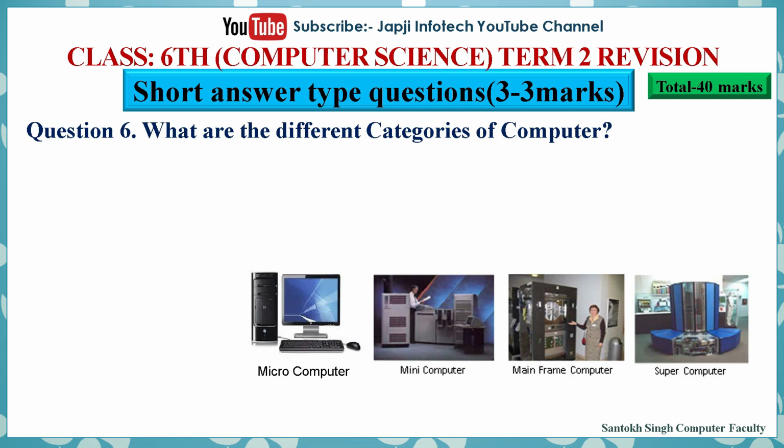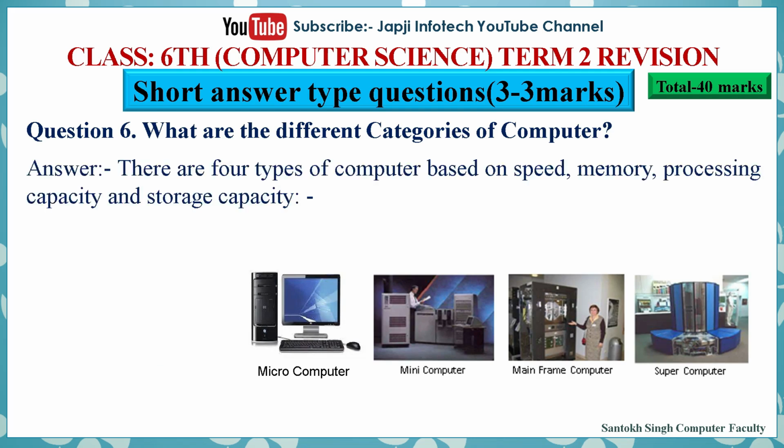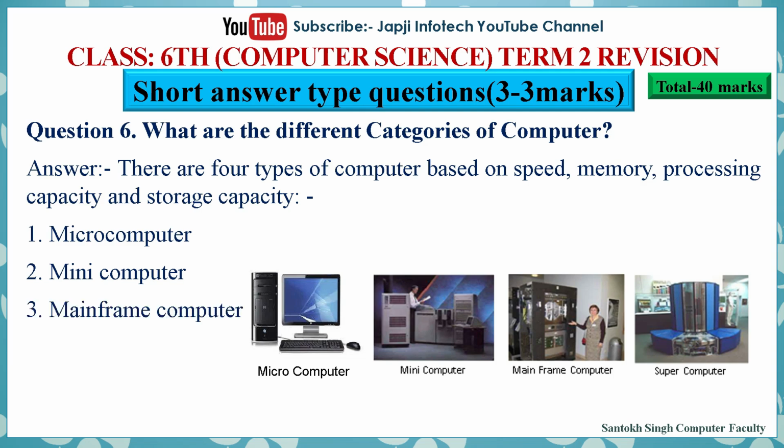And question number 6 is what are the different categories of a computer? And the answer is there are 4 types of computer based on speed, memory, processing capacity, and storage capacity. The first one is microcomputer, second one is mini computer, third one is mainframe computer, and fourth one is supercomputer.